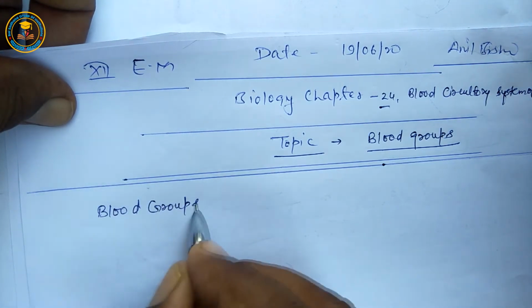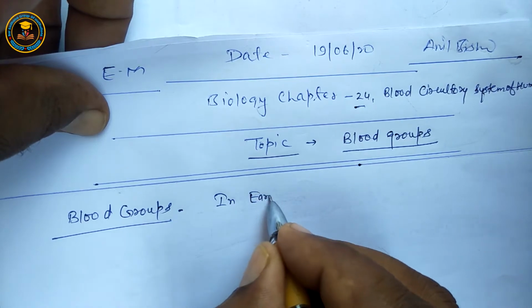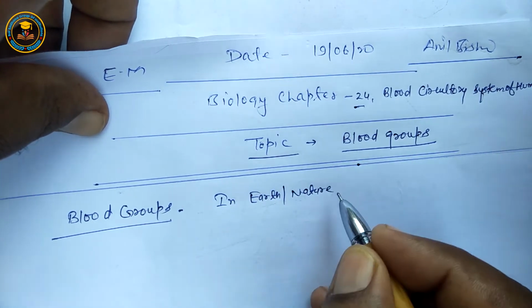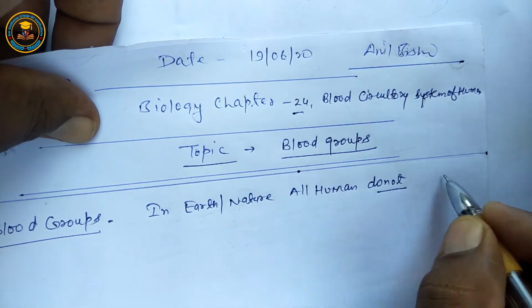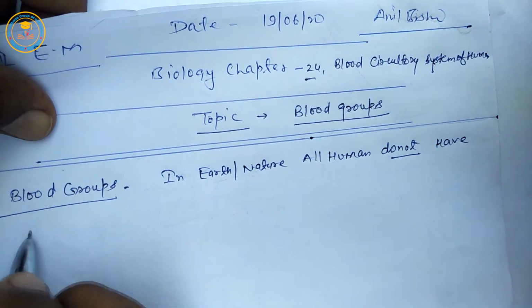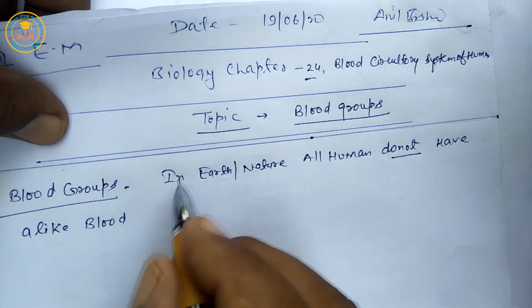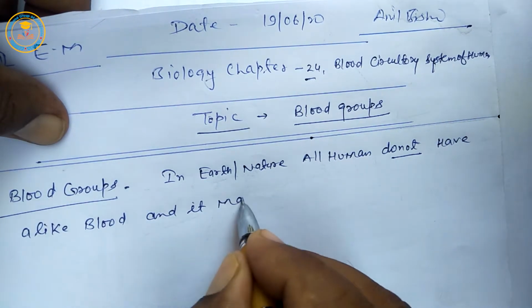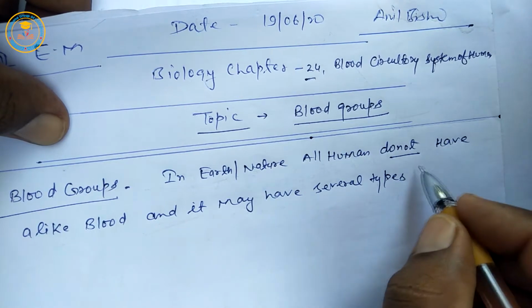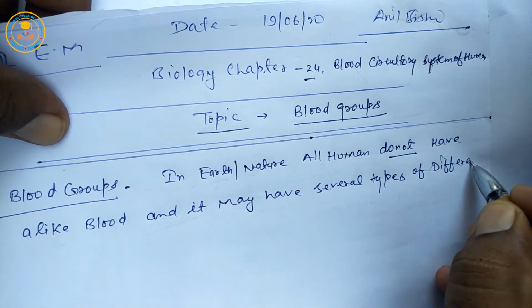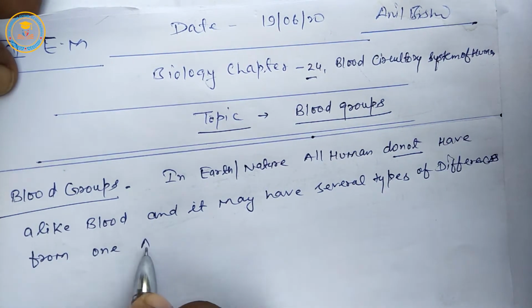First of all, the introduction of blood groups. On earth, or in nature, all humans do not have alike blood, and it may have several types of differences from one another.